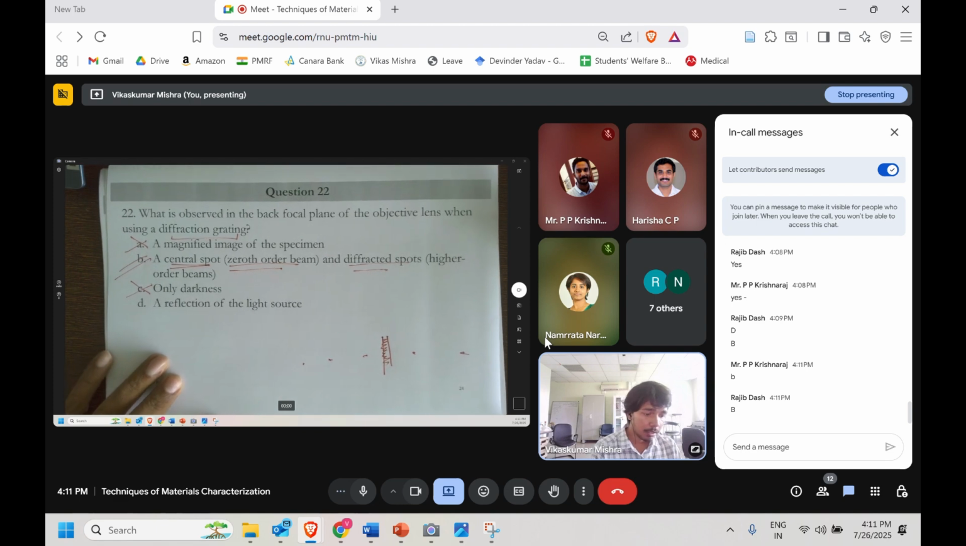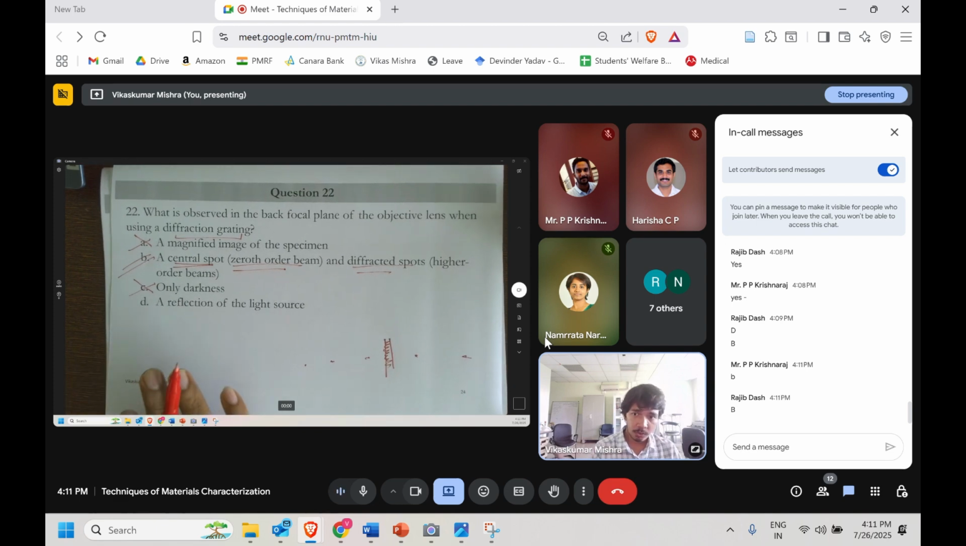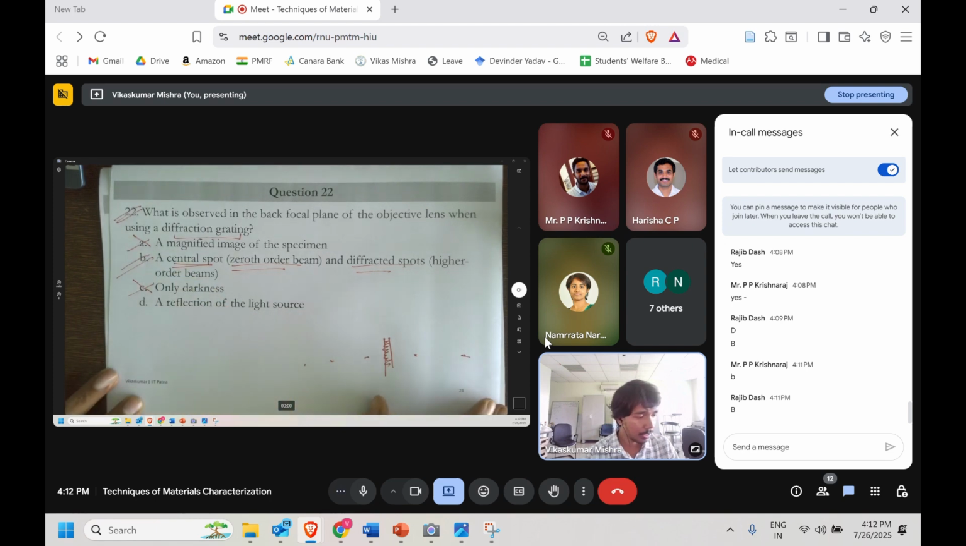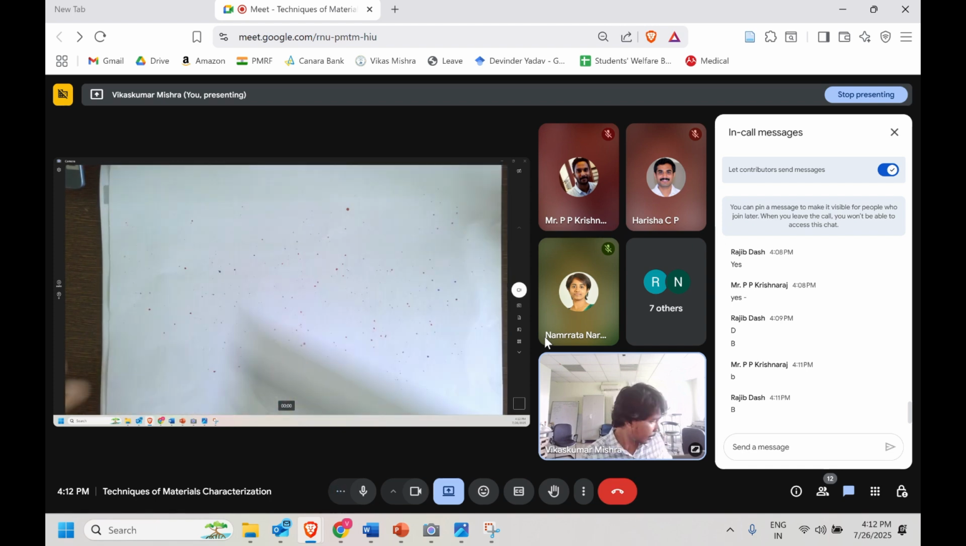Let me tell you one thing: the optical microscope which I showed you in the lab has no diffraction grating attached to it. What the diffraction grating is used for, and under what condition which optical microscope should be used, we are going to cover in the upcoming week 2, where there is a detailed lecture on this. But if your aim is just to see the normal optical image, then that microscope doesn't need the diffraction grating. So option B is the right answer. Any doubt, guys? Please let me know.